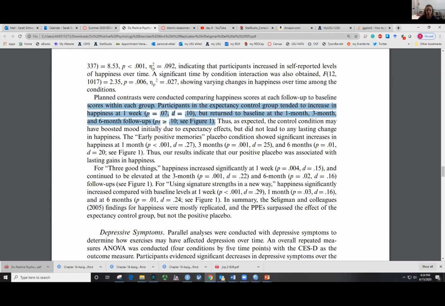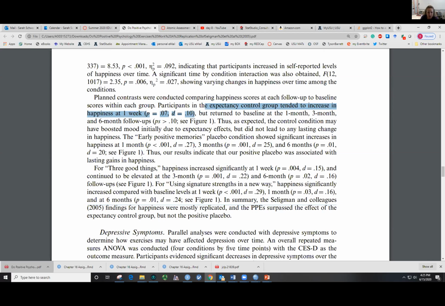We did not do Cohen's D on pairwise, but for Cohen's D you would just take the two averages. So here it's comparing the expected control group, increasing in happiness at week 1 compared to baseline. You subtract the averages and divide by the standard deviation. R doesn't do it automatically for you. You can get the means with the emmeans statement, and you can subtract them easily enough and divide by the overall standard deviation, which is usually what's done.